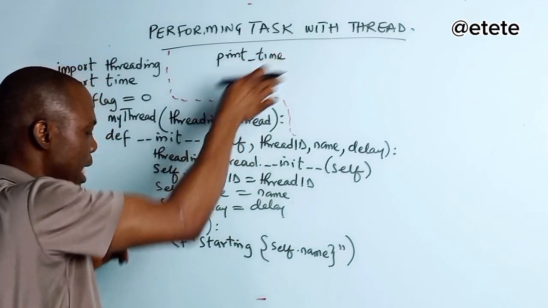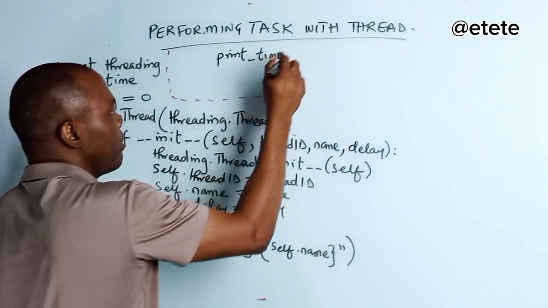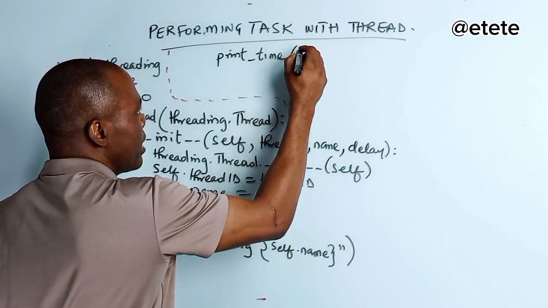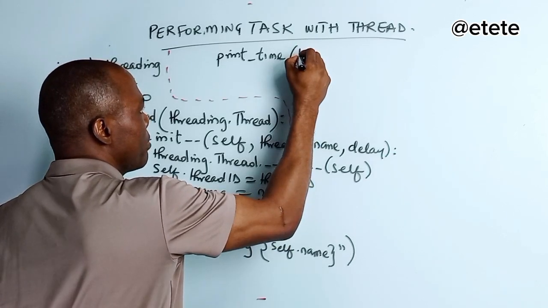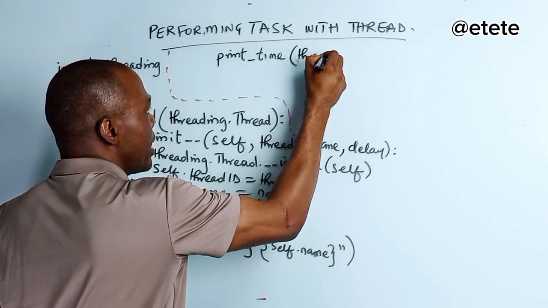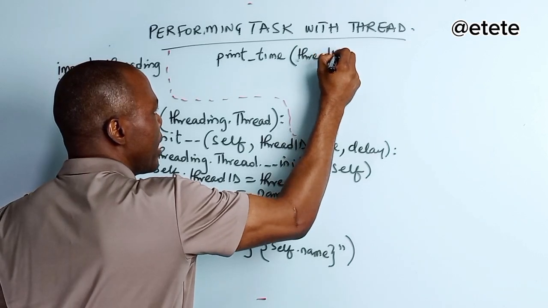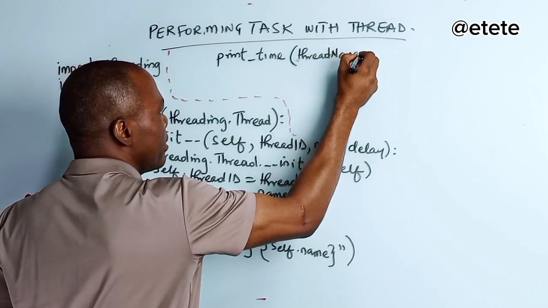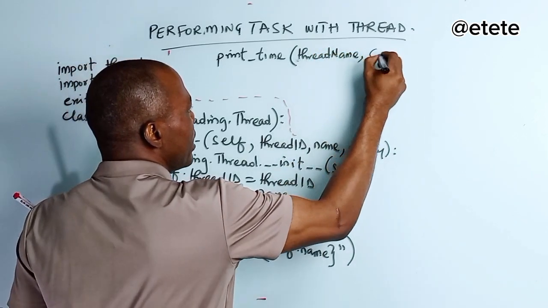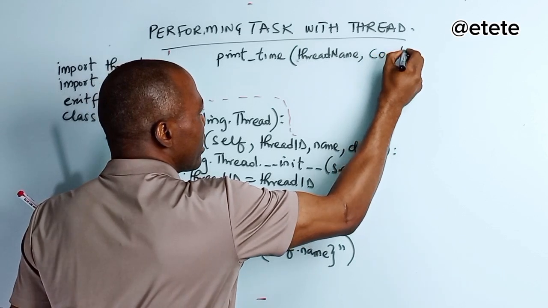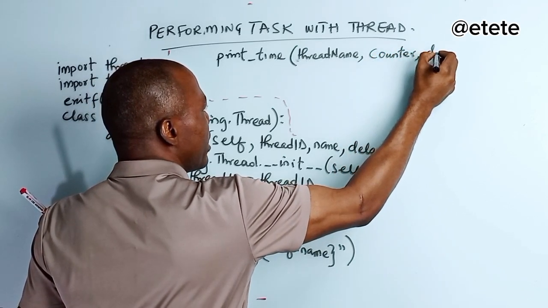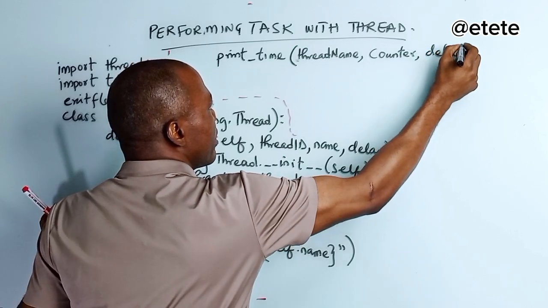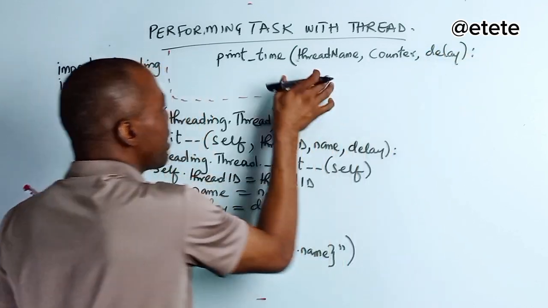So now I want to create the task. I'll call it here, but let me create it here first. In this place, I will supply self.name, the thread name, comma, then I'm supplying counter, and then I'm supplying delay. This is my task.